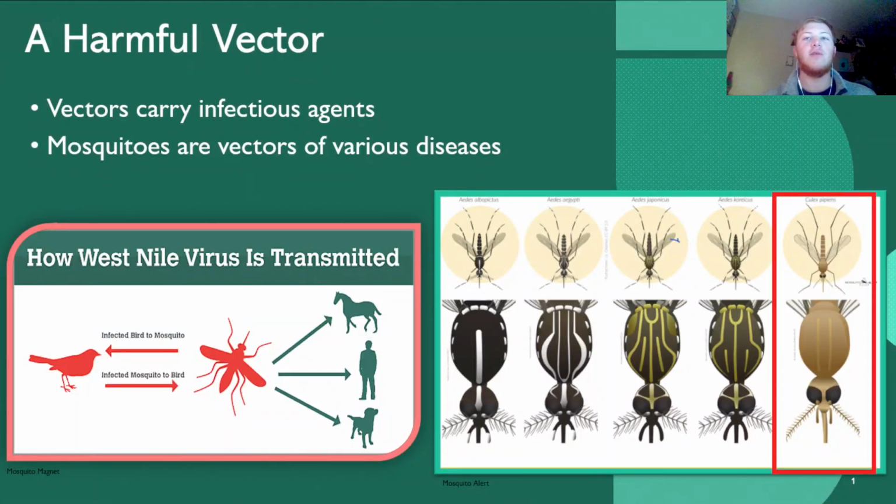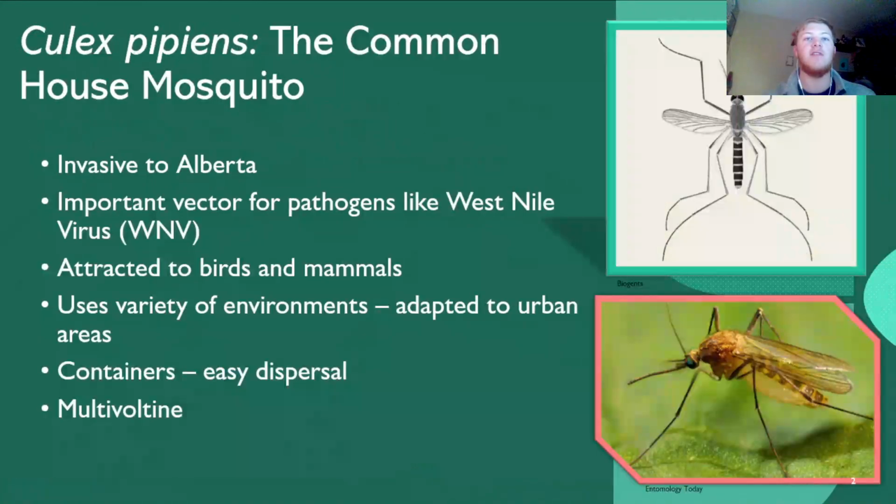This is the mosquito that we're focusing on for this project, Culex pipiens, also known as the common house mosquito. They're invasive to Alberta and an important vector for pathogens like West Nile virus due to them being attracted to birds and mammals. They use a variety of environments and they're well adapted to urban areas because they use containers like water barrels for easy dispersal. They're also multivoltine, which means they produce multiple generations within a single year.